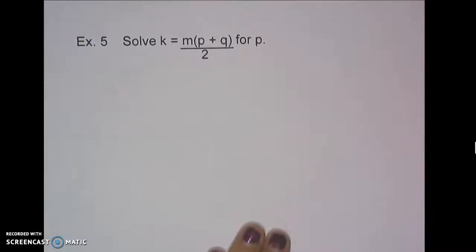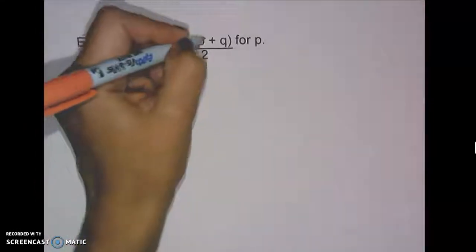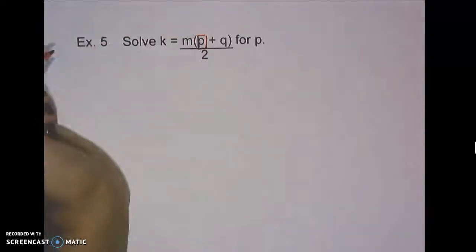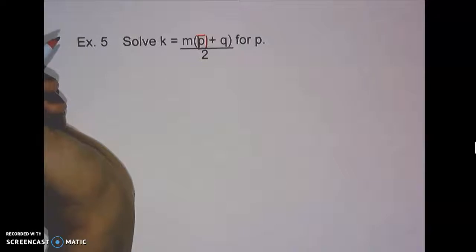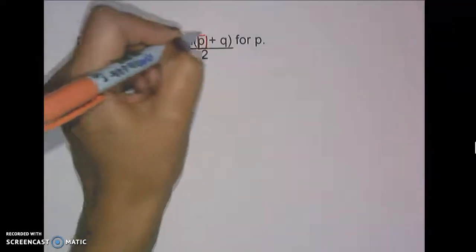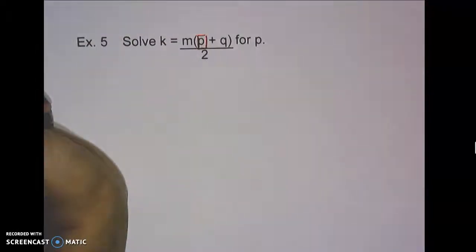All right, here's this one. We have k equals m times the quantity p plus q, all divided by 2. And we're going to solve for p, this variable right here. Since we're trying to get p by itself, that means that we need to get this numerator piece by itself first.